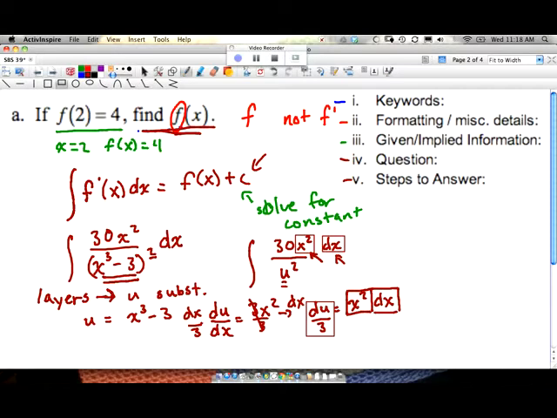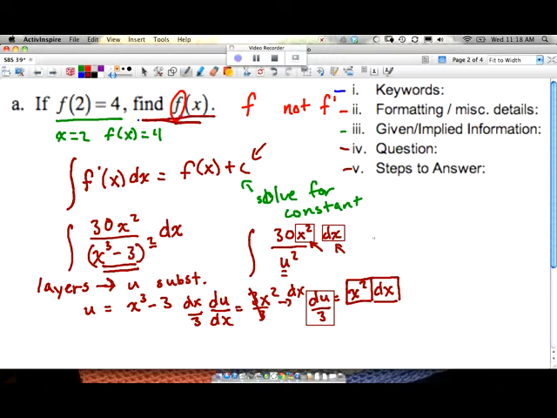So we're at a new stage. That means that this is the same as 30 over u squared, and then we have a du also over 3. So now I got some simplifying I can do, and it's just a much simpler antiderivative. So the 30 and the 3, that's really going to become 10, and the u squared on the bottom becomes u to the negative 2 on the top.